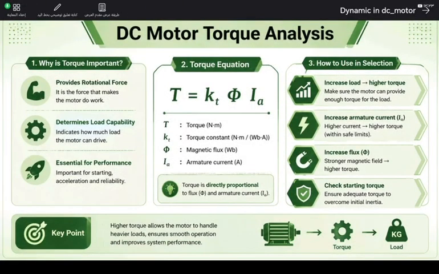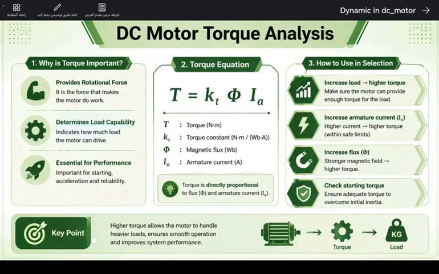DC motor torque analysis. Why is torque important? To provide rotational force, determining load capability, essential for performance. Torque equation: T equals KT times phi times IA. T is the torque, KT is the torque constant, phi is the magnetic flux, and IA is the armature current. Torque is directly proportional to flux and armature current. How to use in selection: increased load, higher torque; increased armature current, increased flux, higher starting torque.